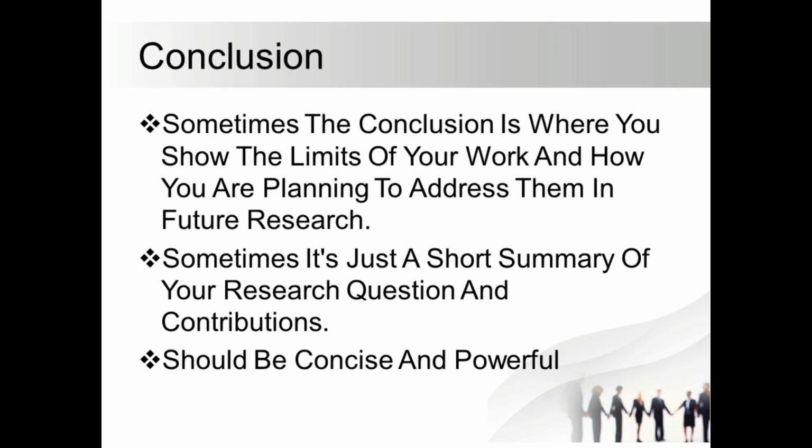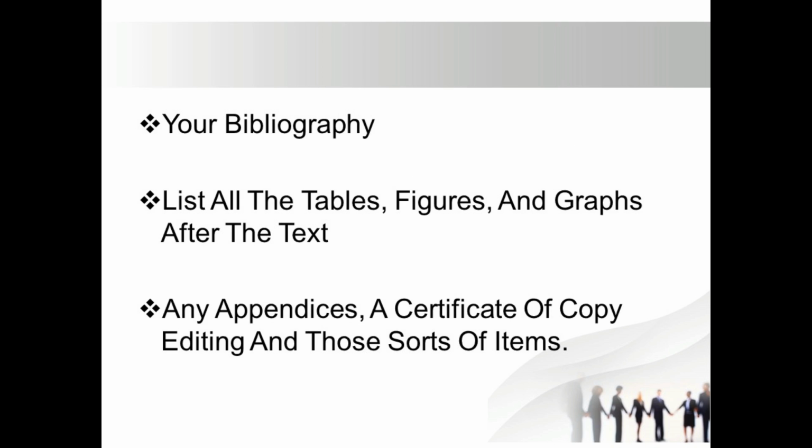The end of your paper will reference your bibliography, something else we will also address in another lesson. Also, some journals will want you to list all the tables, figures, and graphs after the text, or even in a separate file. So remember to read the journal's guide to authors carefully and make sure you're very familiar with what your specific journal expects, as we've mentioned several times before. The last things to be included at the end of your paper are any appendices, a certificate of copy editing, and those sorts of items.